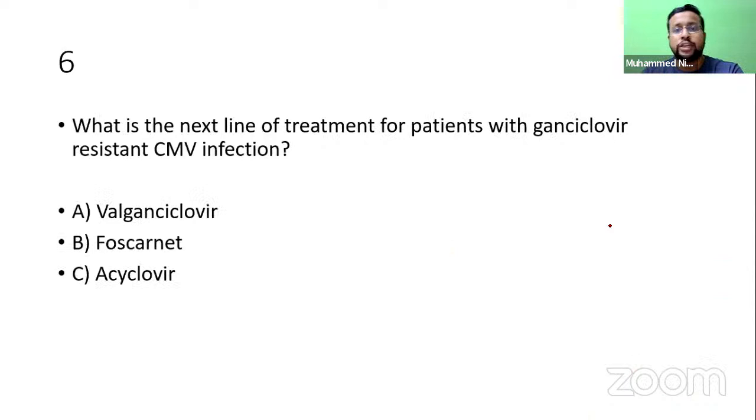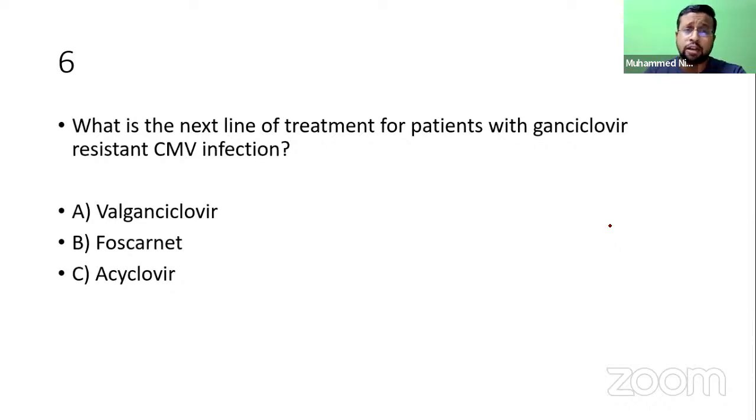Which is the next line of treatment for patients with ganciclovir resistant CMV infection is the next question. This is something I believe was discussed in our QRP session, as well as I put it as a slide in our group as well. So the options are valganciclovir. It's not. Valganciclovir is not the option.